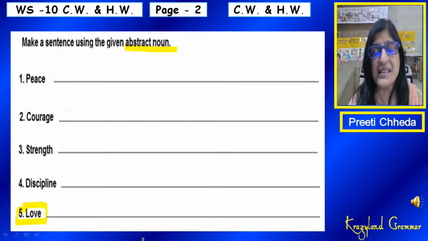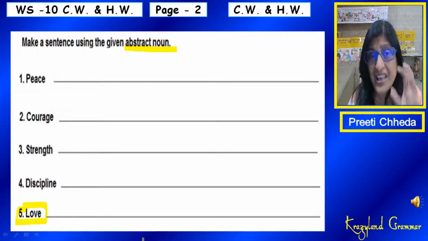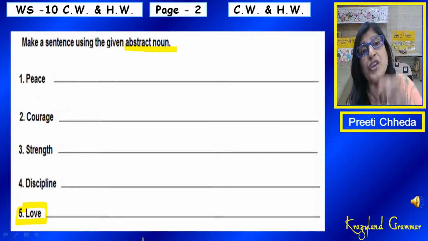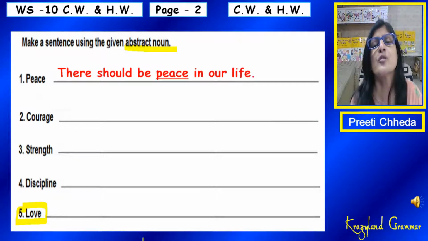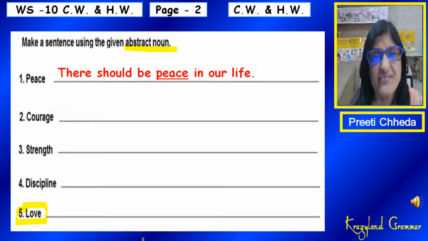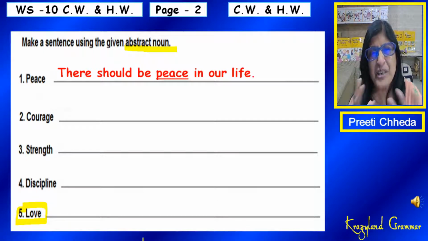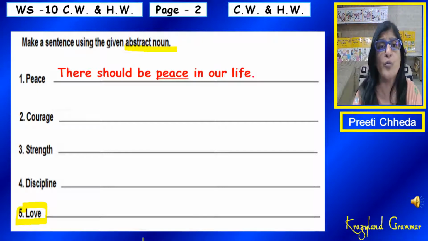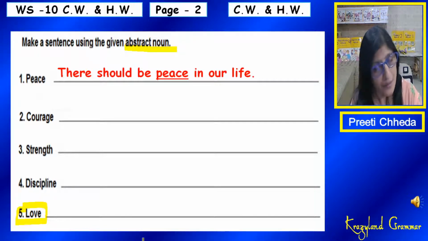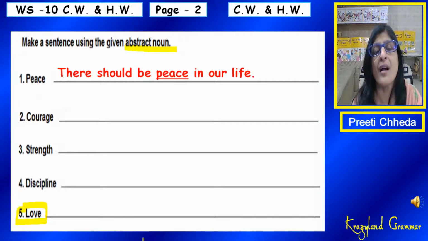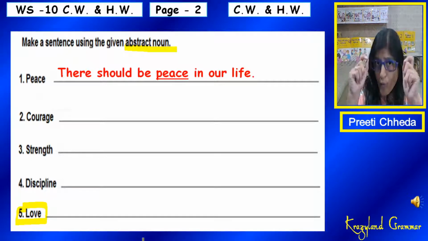And make a sentence, and when you use it, not necessarily in the beginning, the abstract noun should come in your sentence. So we can make a simple sentence like that: there should be peace in our life. Yes, peace should be there, otherwise everything is useless. Or there should be peace in the whole world, right? Don't use peaceful.